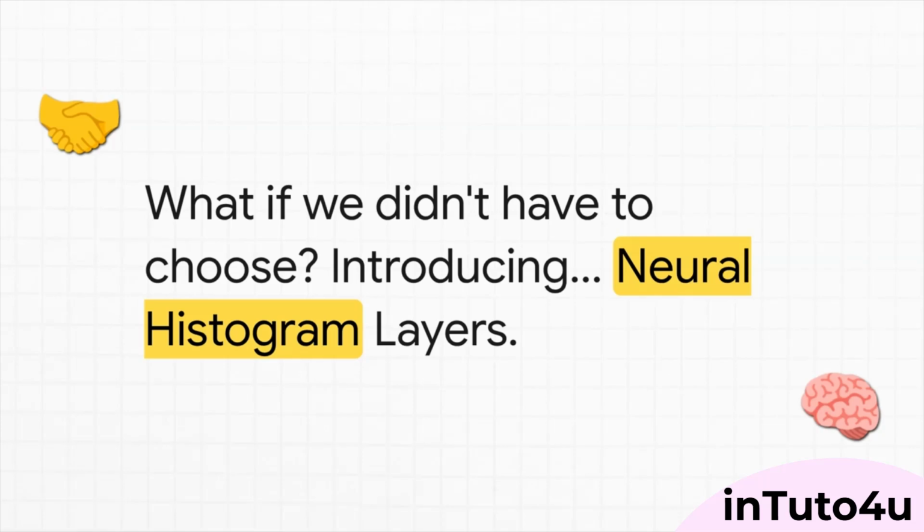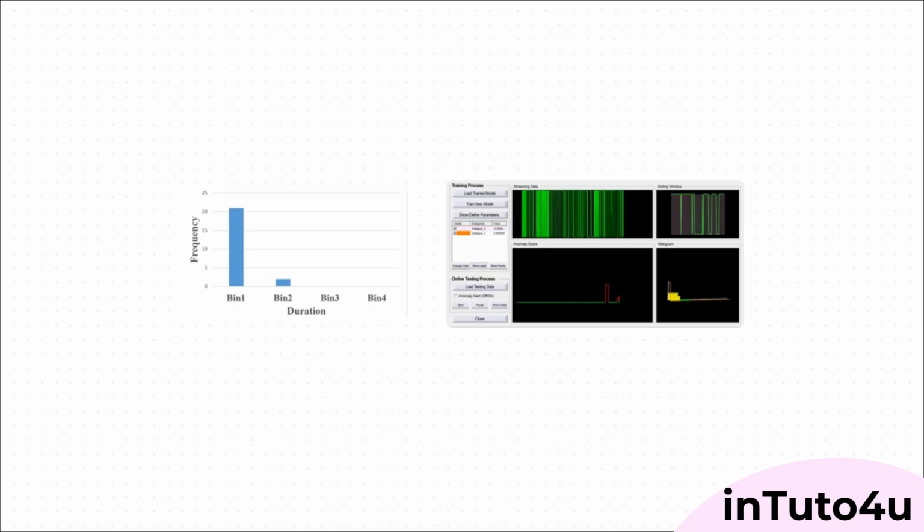This is where it gets really clever. Instead of throwing out the old for the new, researchers figured out a way to plug the histogram's logic directly into a neural network. They call them neural histogram layers. And here is the magic trick. The AI doesn't just use the histogram. It actually learns how to build the perfect histogram for whatever it's looking at. It's constantly adapting the bin sizes, the centers, everything.